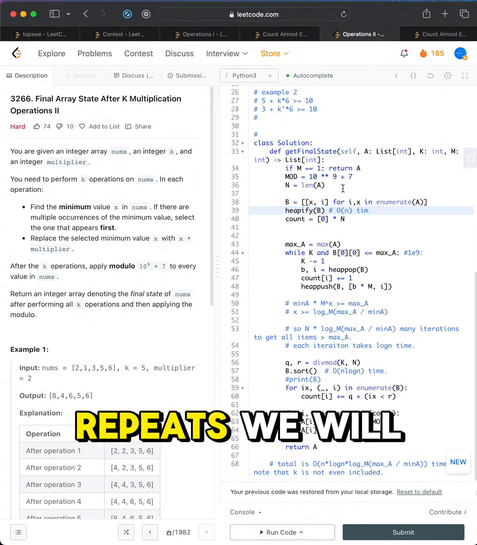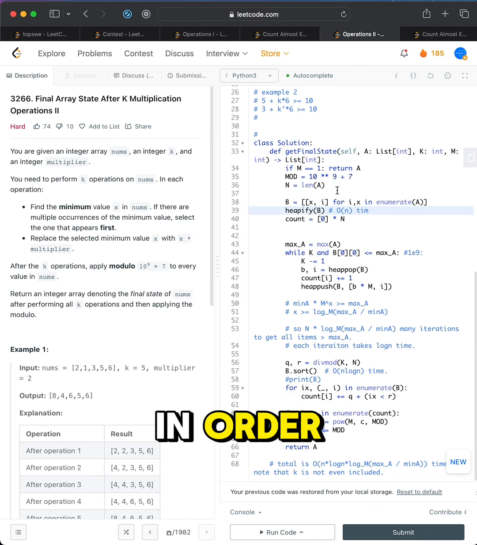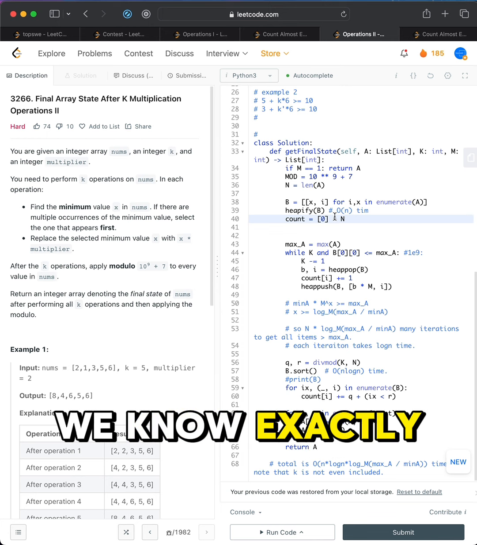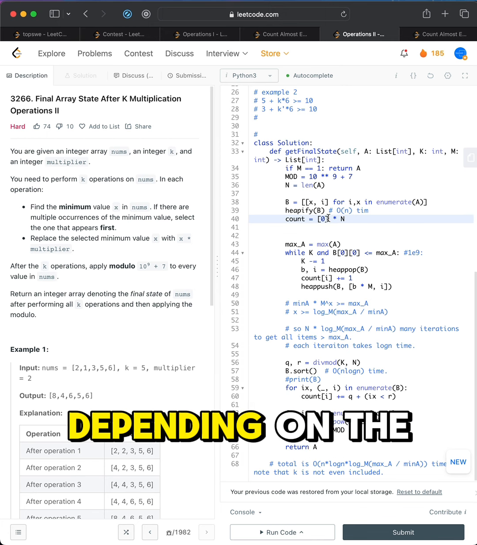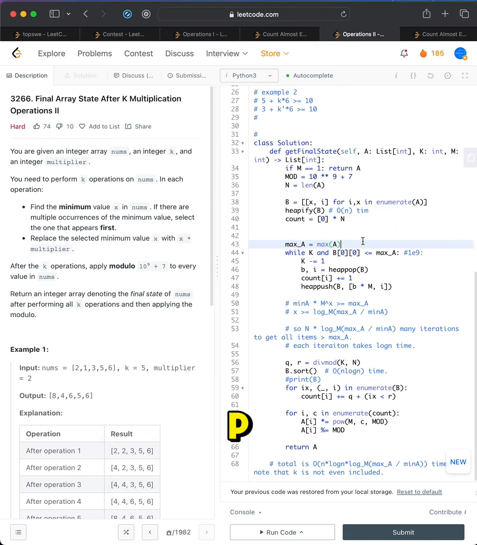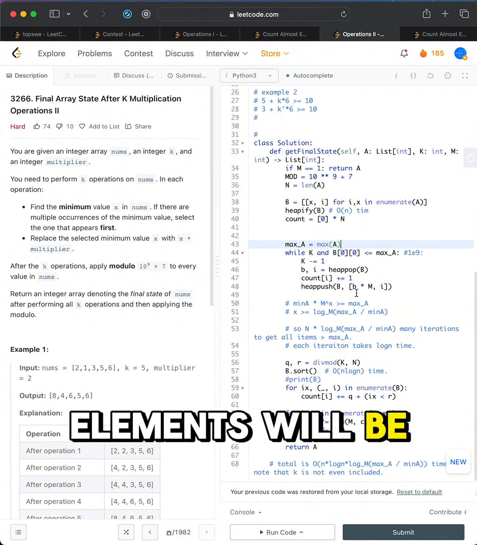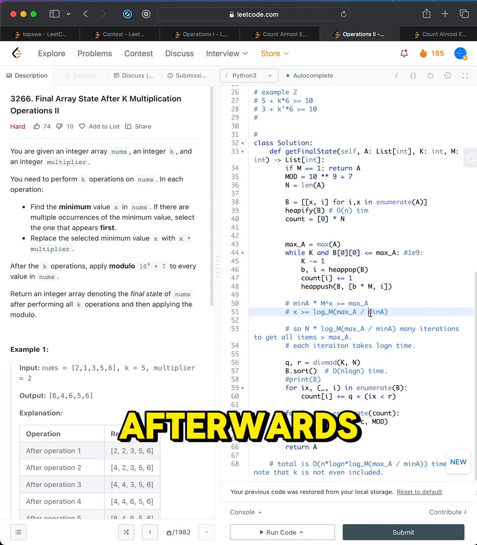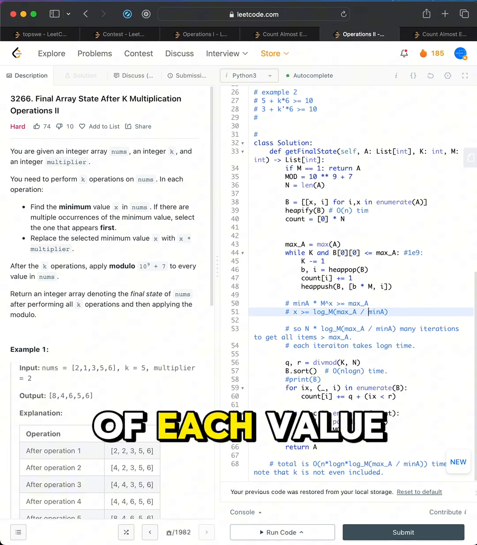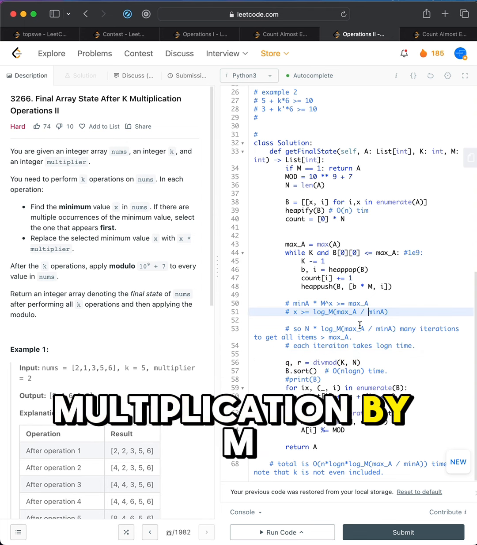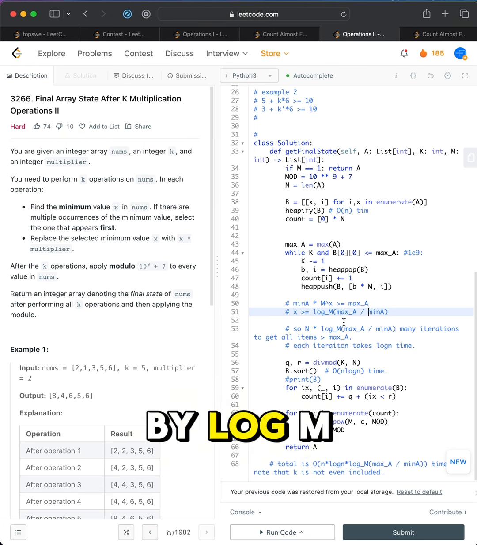When the cycle repeats, we will process the elements in order. And so if we have p remaining operations, we know exactly which elements to process depending on the div mod of p. Okay, but how do we know when the cycle repeats and that the elements will be processed in order afterwards? If we think about the log of each value, multiplication by m turns into addition by log m.